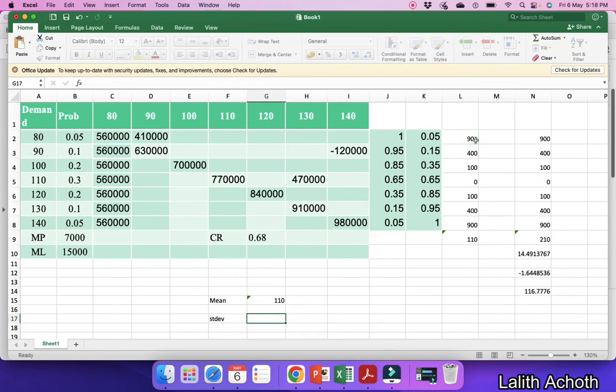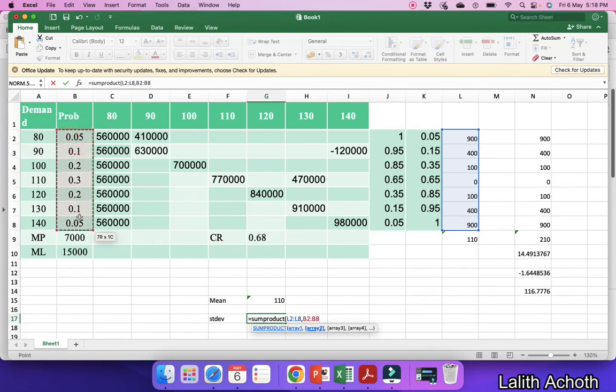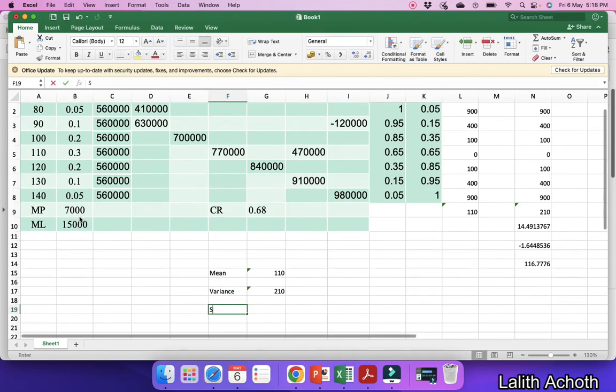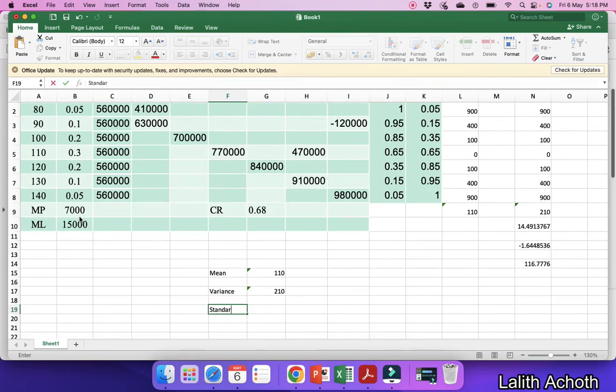I can do a sum product here, equal to sum product of these deviations multiplied by the probabilities. Close the bracket, I get 210. Sorry, this is the variance. And from the variance, I'll calculate the standard deviation as the square root of this. So I get a standard deviation of 14.9.